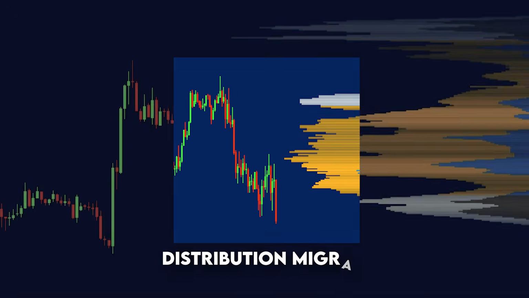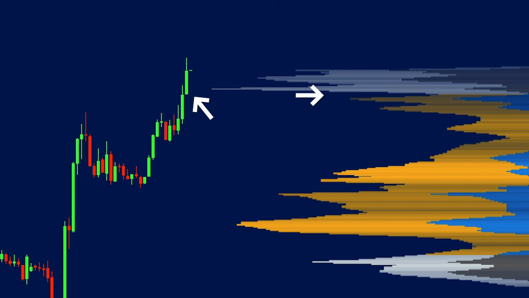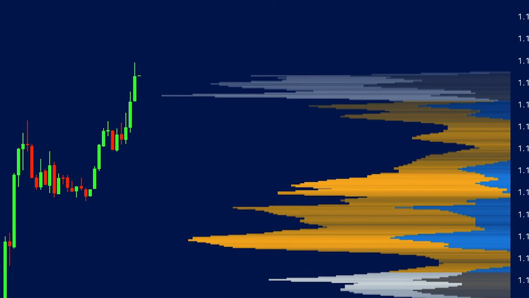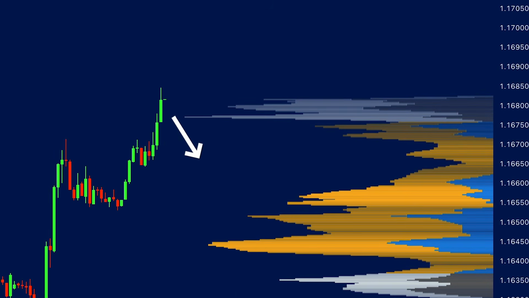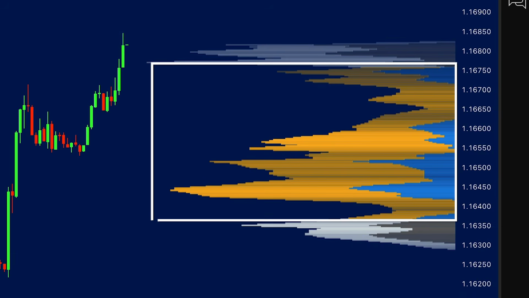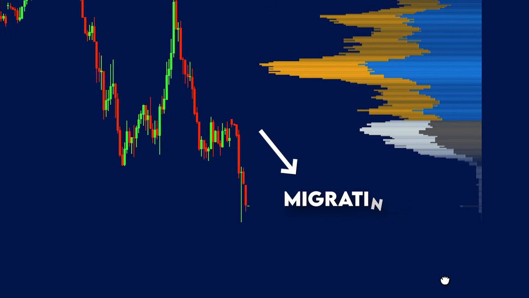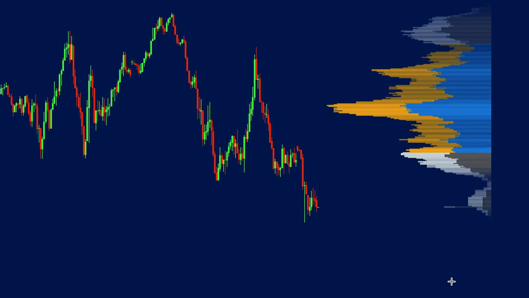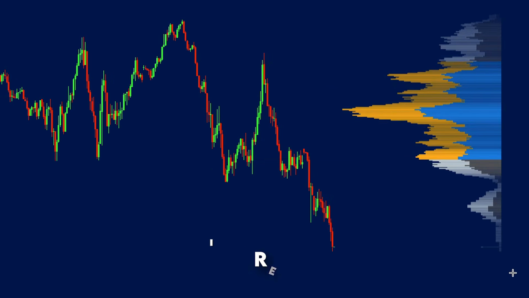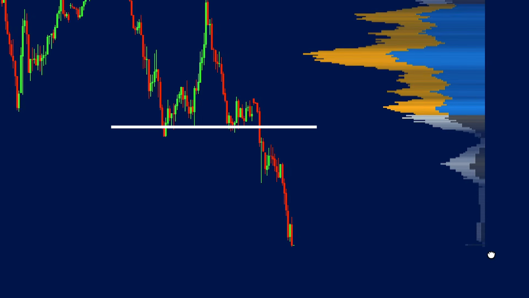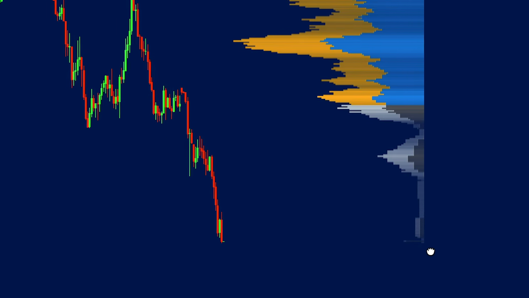This next part is where most retail traders completely lose the plot. Phase 2. Distribution migration. When price approaches the edge of a distribution, pay attention. Edges are decision points. If the price is rejected quickly and rotates back inside, acceptance remains intact. If price pushes through and volume builds outside the prior value area, the market is migrating. That migration is critical. It means participants are repricing value, not just reacting to a level. This is where breakouts actually work, not because of candles, but because value has shifted.